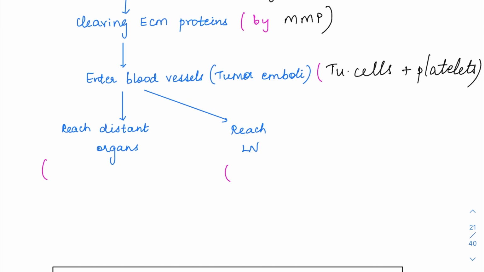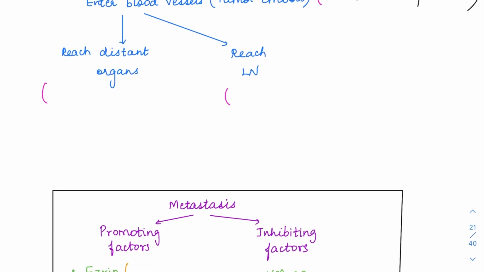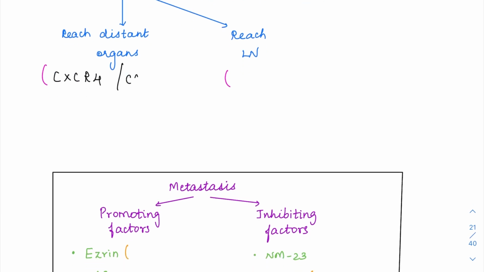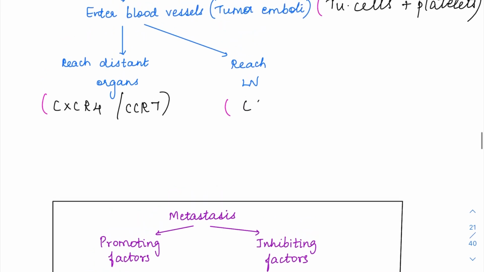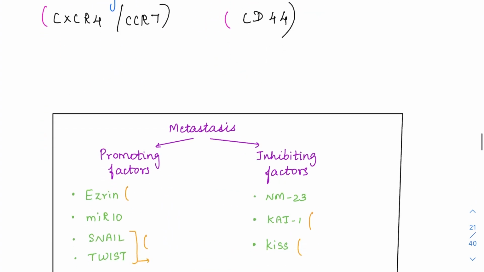So what determines whether a tumor cell is going to the lymph node or whether it is going to a distant organ? That is again based on the expression of certain proteins by the tumor cells. So the tumor cells will reach the distant organs if the tumor cells are expressing CXCR4 or CCR7. Okay, if they express CXCR4 or CCR7, the tumor cells will go to distant organs, while if the tumor cells are expressing CD44, they are going to reach the lymph nodes. Okay, so distant metastasis has happened now.